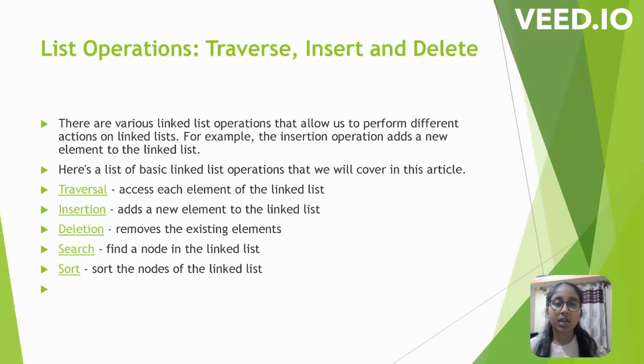List operations include traverse, insert, and delete. These are the various linked list operations that allow us to perform different actions on the linked list. For example, the insertion operation adds a new element to the linked list. Here is the list of basic linked list operations that we will cover in this article: traverse, insertion, deletion, search, sort.